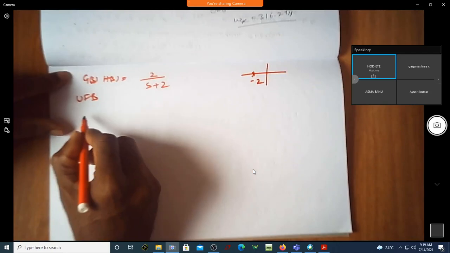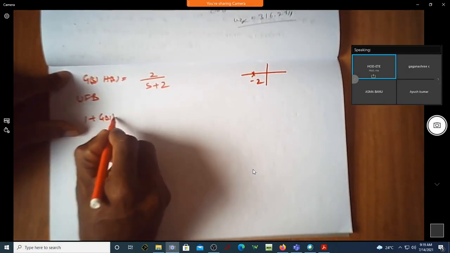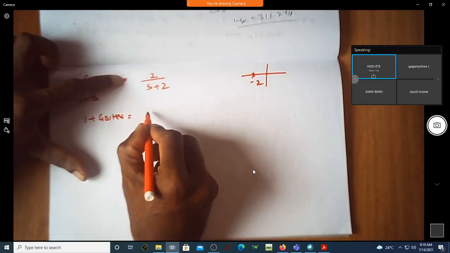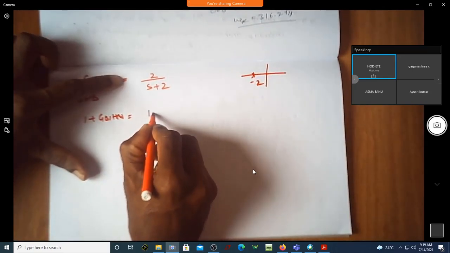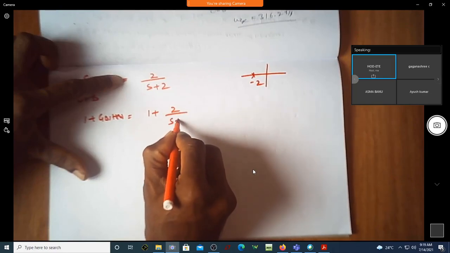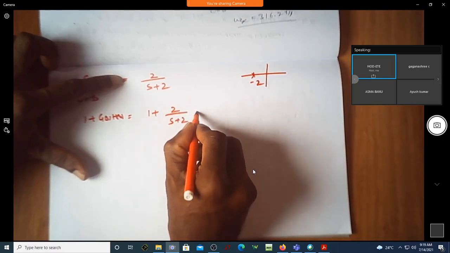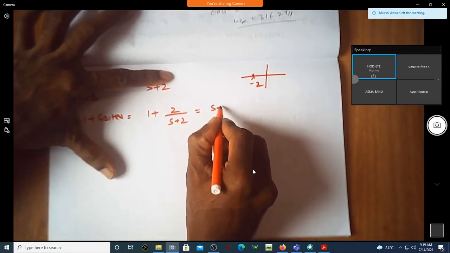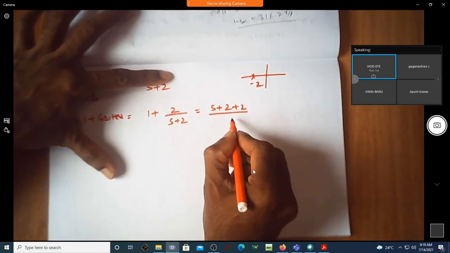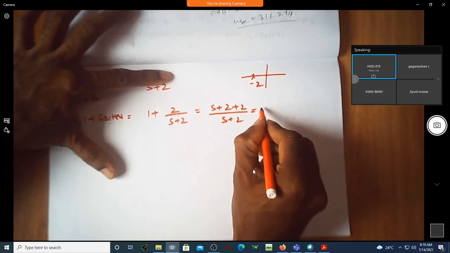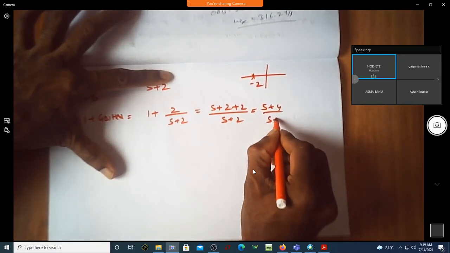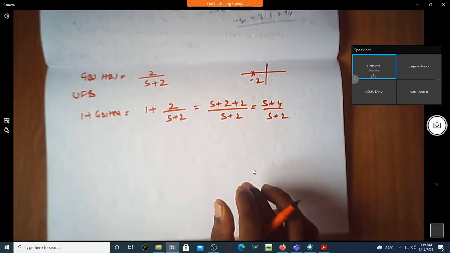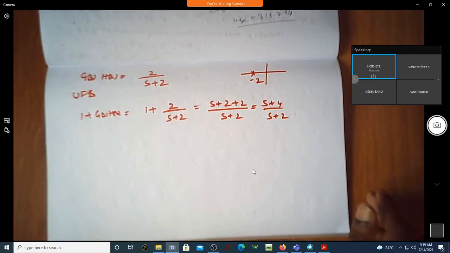Suppose I take 1 plus G(s)H(s), not equal to 0. What will I write it as? I can write it as 1 plus 2 by s plus 2, which is s plus 2 by s plus 2 plus 2 by s plus 2, so this becomes s plus 4 by s plus 2. Correct? Can somebody unmute?